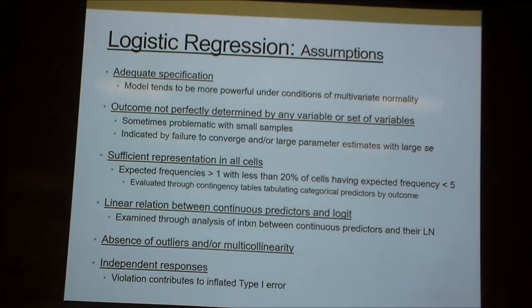Don't want to have outliers or huge multicollinearity, right? We don't want our continuous predictors and our categorical predictors to be correlated with one another.